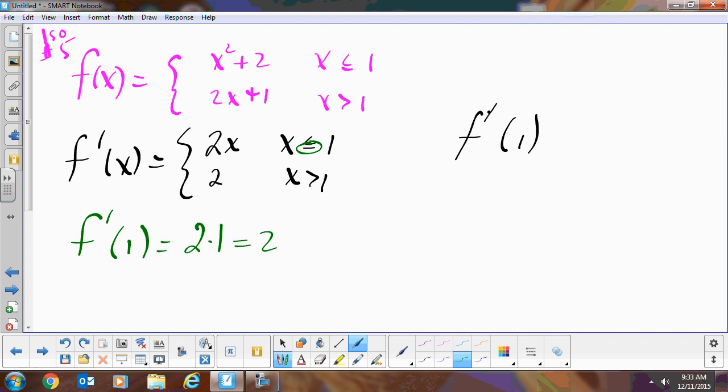Was that a sweet one? When you see a piecewise function, do you automatically have a panic attack? When you see trig functions, do you automatically have panic attacks? Then I need to decondition you. I need to give you lots of piecewise functions and lots of trig functions.